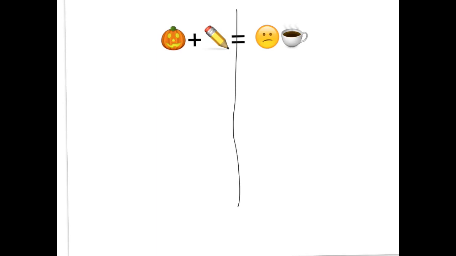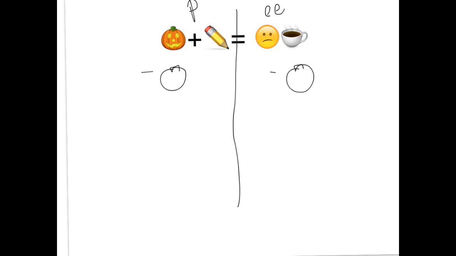In order to get pencil by itself, I know that I want the pencil on the left side and everything else on the right. So I need to get rid of the pumpkin. If I have a pumpkin and I want to get rid of a pumpkin, I need to subtract a pumpkin to both sides. We learned last year that if I have things that are not the same, like 2x and 2y, I cannot combine them. Well, here I have lots of things that are not the same, and I can't combine them.